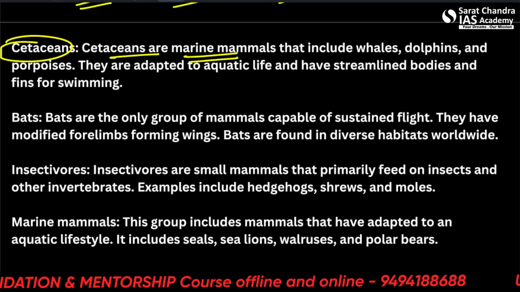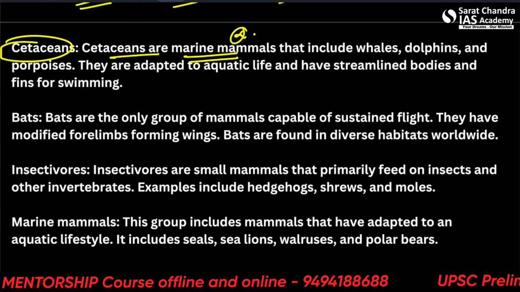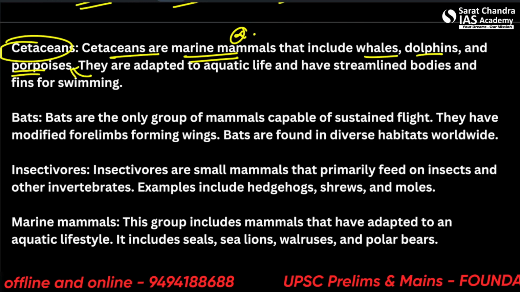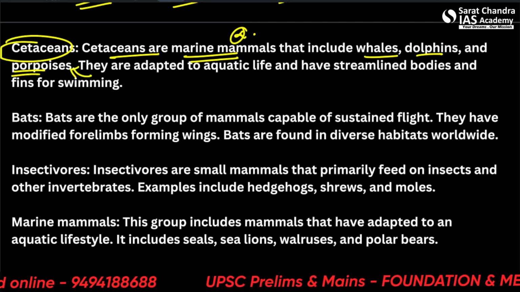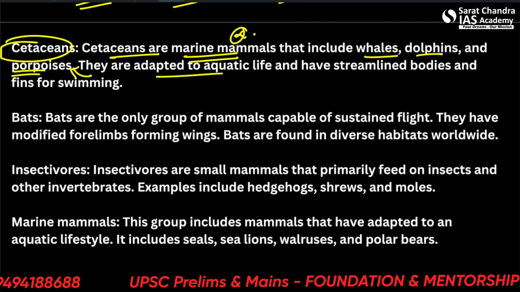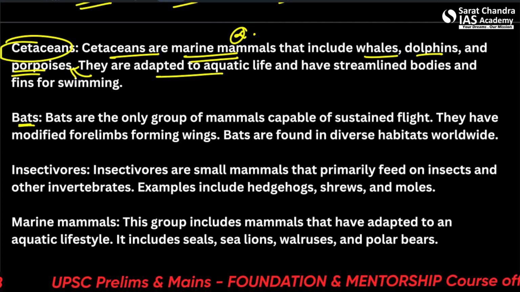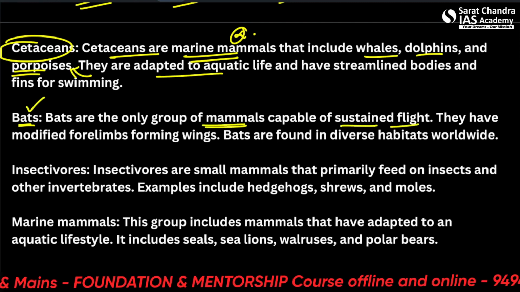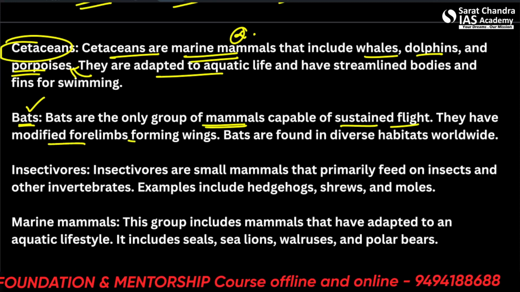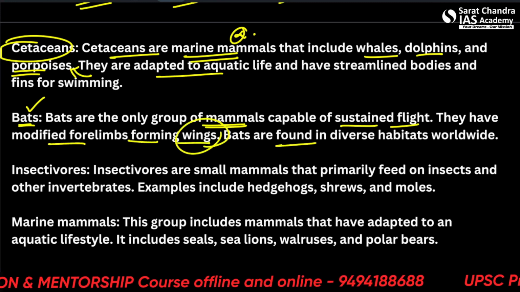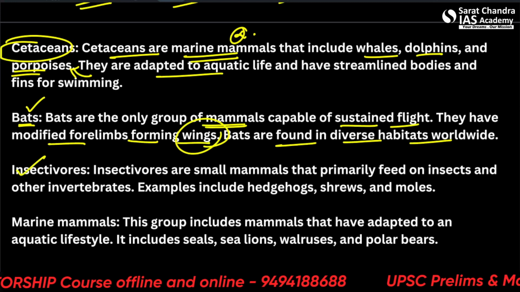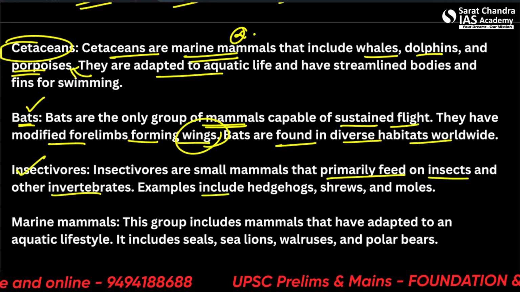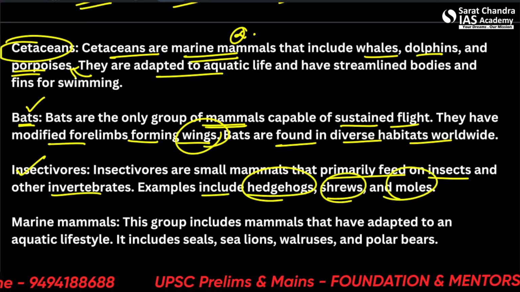Cetaceans are marine mammals. Please remember these. They include whales, dolphins and porpoises. This name can come and you may not be able to recognize what these are. Alright, so the dugong is also in this. Bats are also a group of mammals capable of sustained flight. So bats are also mammals. Please remember their four limbs form wings. Bats are found in diverse habitats worldwide. They are insectivores. They primarily feed on insects and other invertebrates. Examples include hedgehog, shrews and moles.